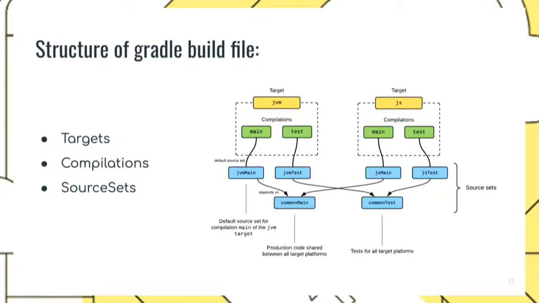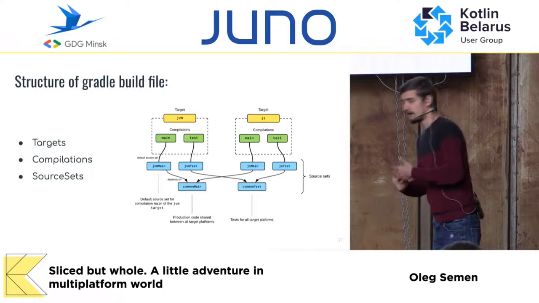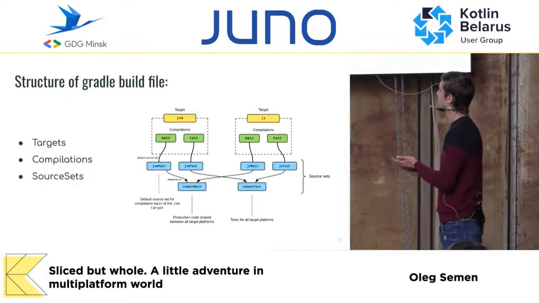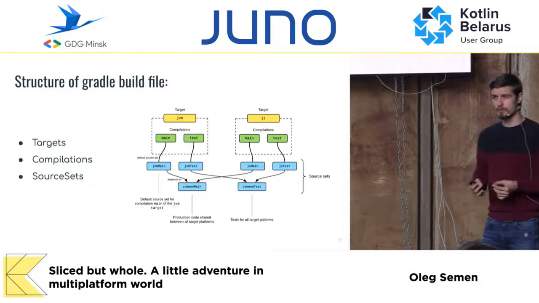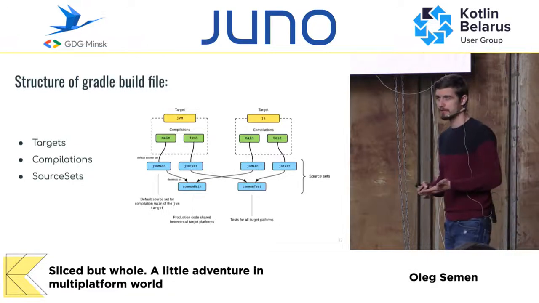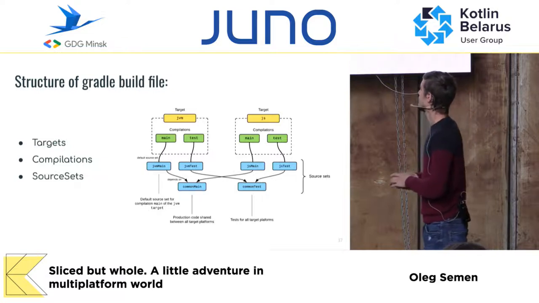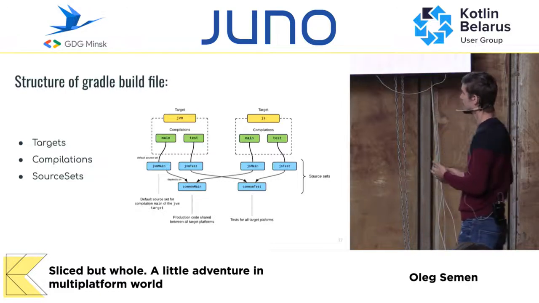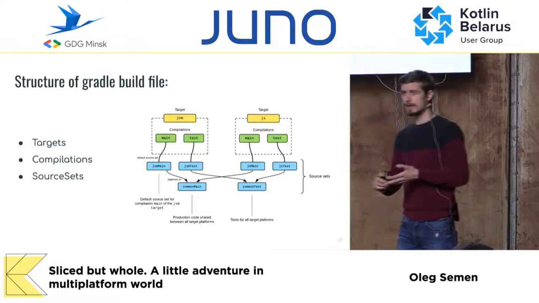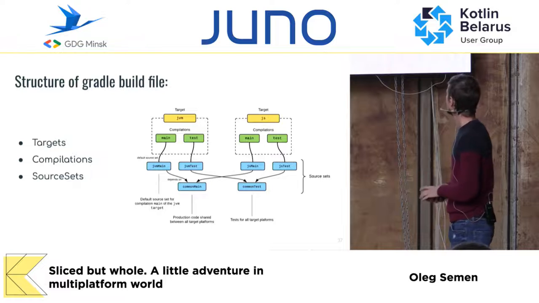For Kotlin Multiplatform, it consists of three main things. Target is a platform you are targeting, like JVM, JS, or native. And for each target you may produce a few different artifacts or products. So you can specify compilation. It might be main and test, or in case of Android, there is a concept of flavors where you can have a free version of application and a paid one. So it is the same concept here. And for each compilation, you can provide source sets. It is a list of source code files and dependencies. So your libraries lie here.